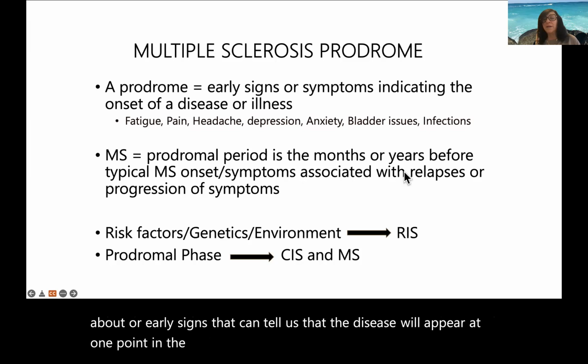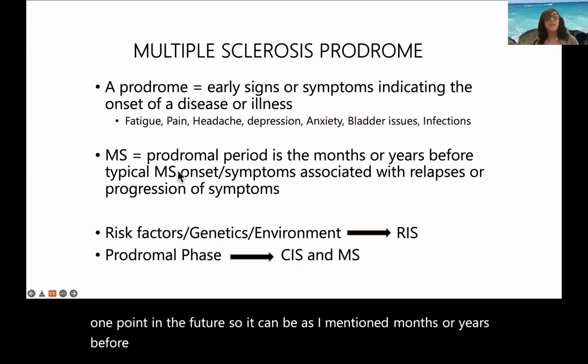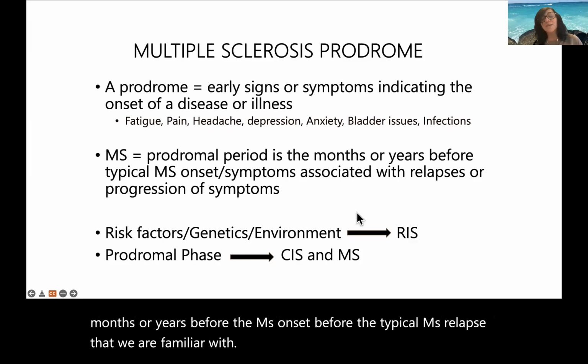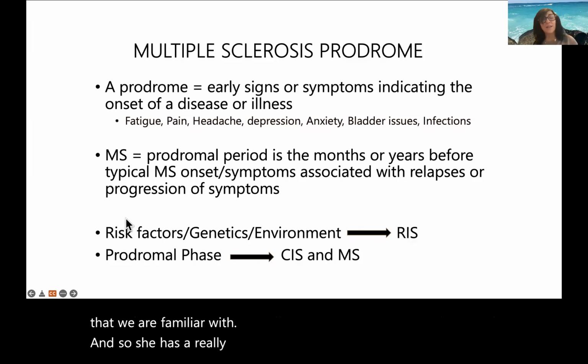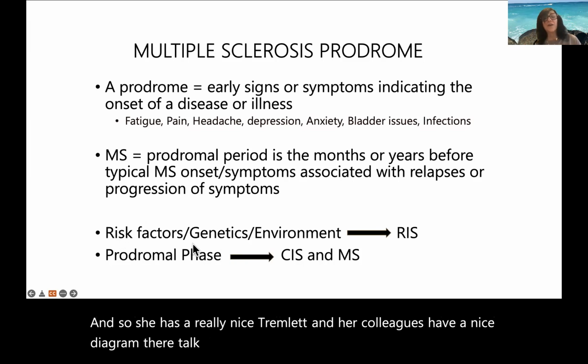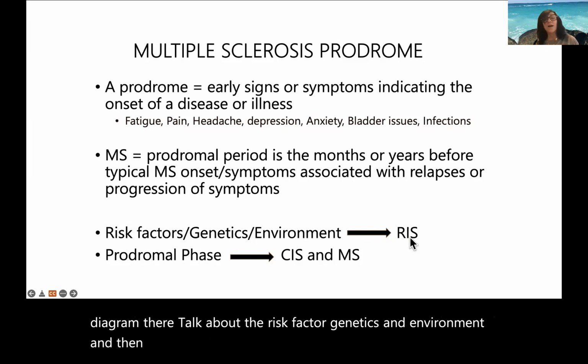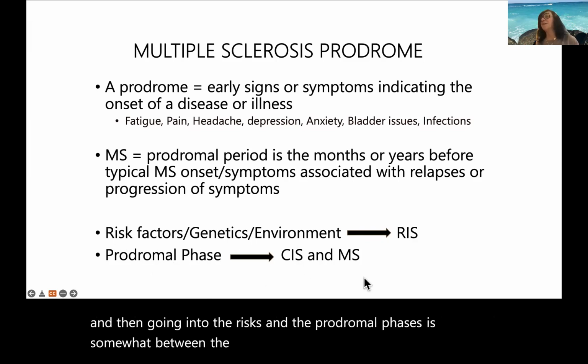So it can be, as I mentioned, months or years before the MS onset, before the typical MS relapse that we are familiar with. Tremlett and her colleagues have a nice diagram there, talking about the risk factors, genetics and environment, and then going into the RIS. And the prodromal phase is somewhat between the RIS and the CIS and MS.